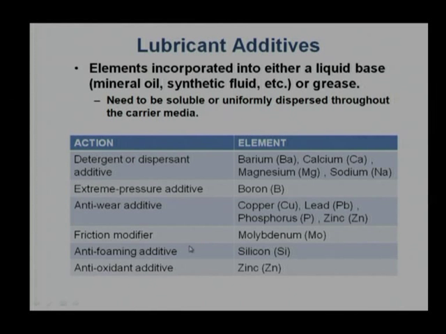Then there are two interesting additives, what we call anti-foaming additives. We use dispersant and detergent for their functionality, but these additives create a foaming problem. They make bubbles, and we know very well that if there are bubbles, then the flow rate will come down. That will hinder the flow rate or reduce the cooling capabilities of that liquid. So, we require anti-foaming additives, and the element used is silicone.